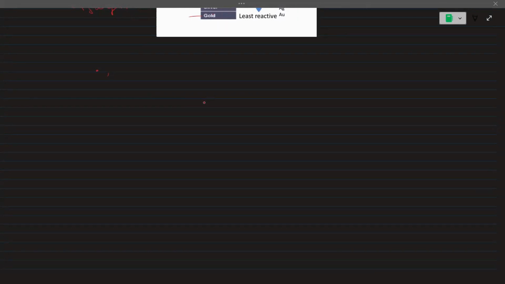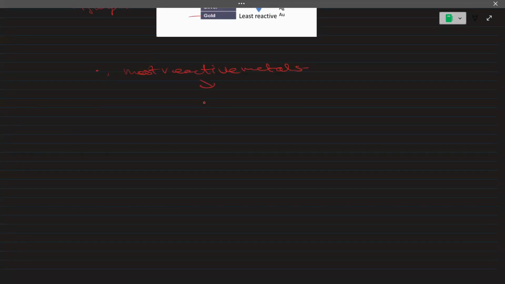Now, the metals above carbon in the reactivity series can be extracted through electrolysis. So the most reactive metals can be extracted through electrolysis. We cannot extract them by carbon or by hydrogen. We have to extract them by electrolysis.